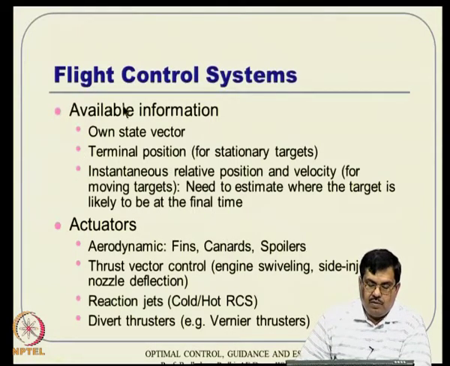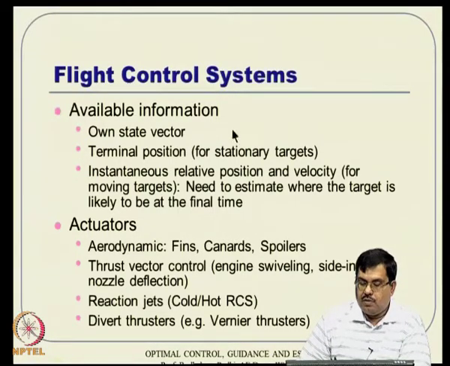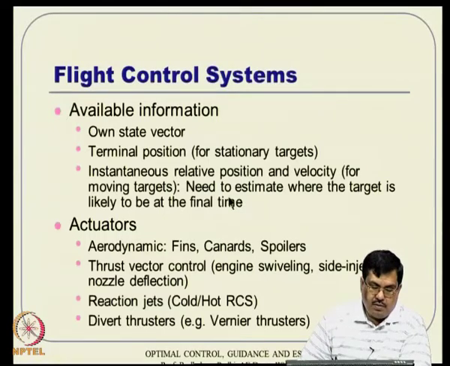Then the other available information is terminal position for stationary targets, or the instantaneous relative position and velocity for a moving target, either using a radar or seeker or things like that. In this case, there is a need to estimate where the target is likely to be at the final time, and that is where you want to go, not to the current position of the target, but where it will go at the final time. That is what the missile guidance concept is.